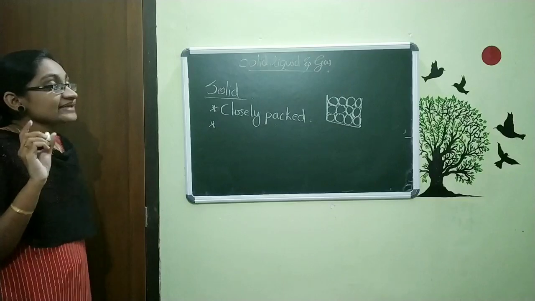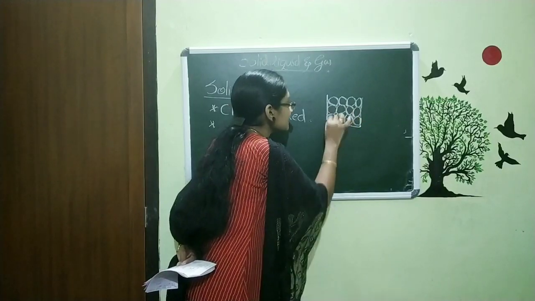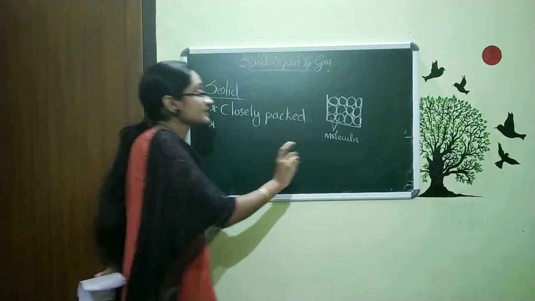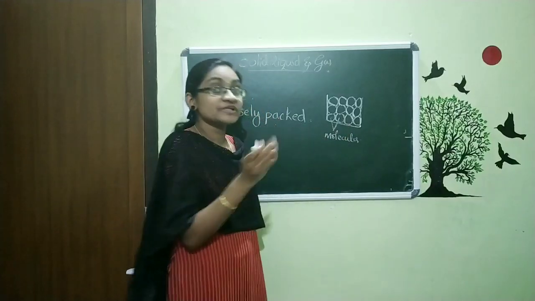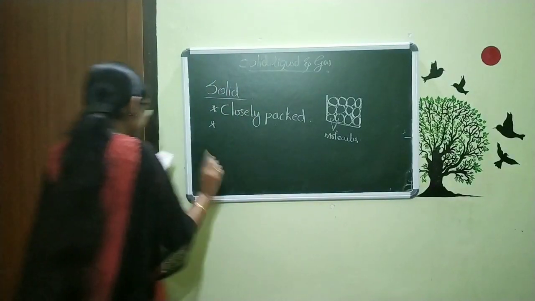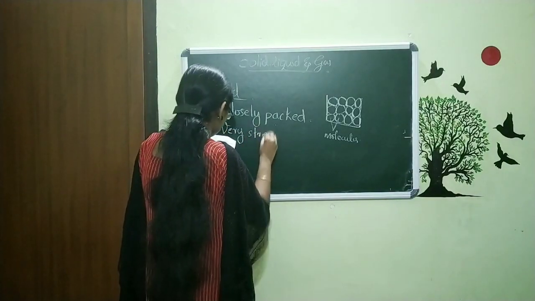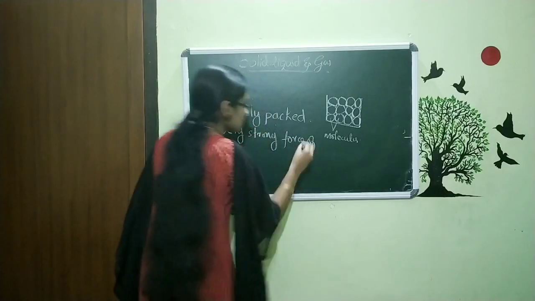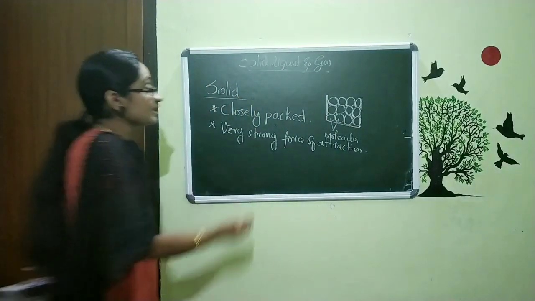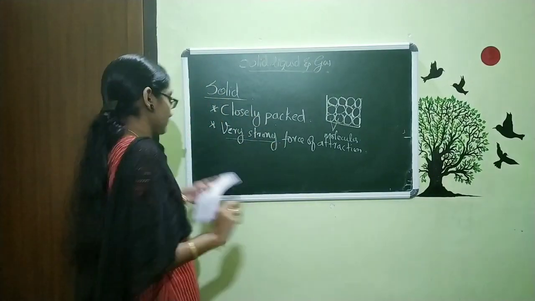The next is, we said that some sort of force is there between the molecules. These circles are representing the molecules. And in the last class we said that in between the molecules there is a certain type of attraction, and for solids the attraction is very strong. That is a very strong force of attraction. For these molecules, the attraction is very strong. That is the next point.